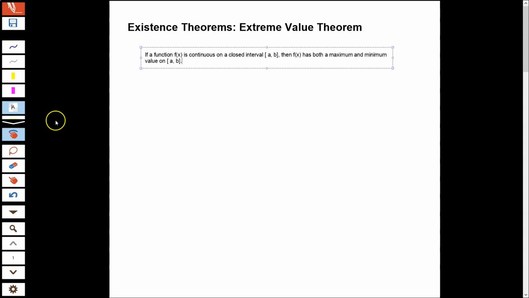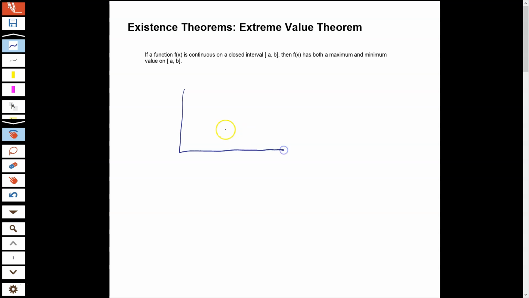So all it is saying is that if I draw any piece of a function from a to b, so here's my interval, that this function is going to have a highest point and a lowest point. There exists a maximum and a minimum, is what we should say. That's why these are called the existence theorems, because they prove that certain things exist.